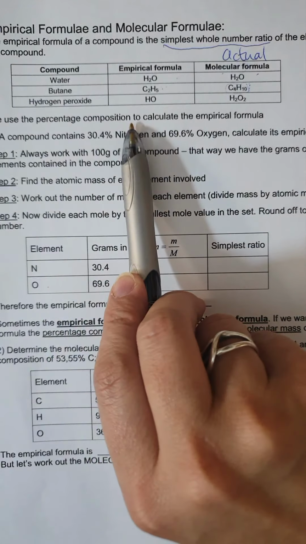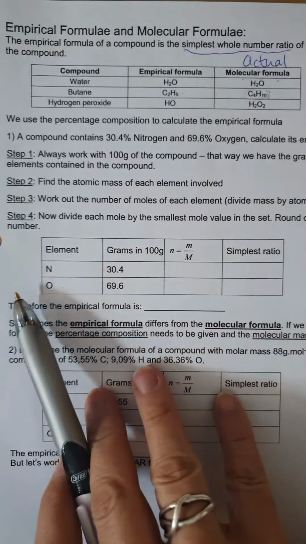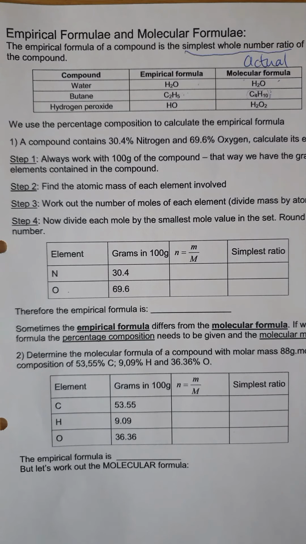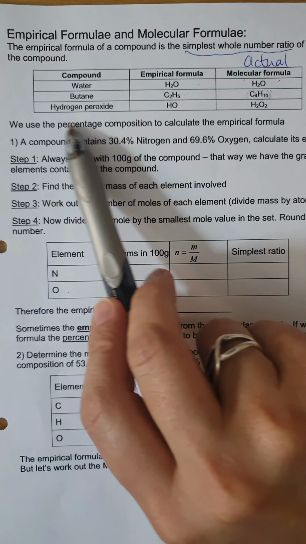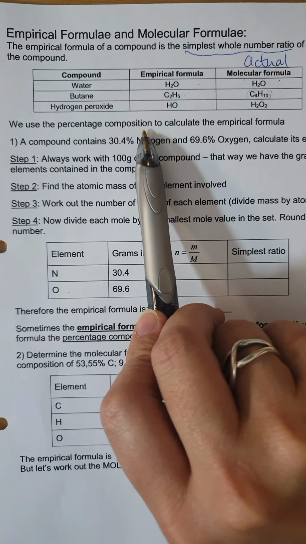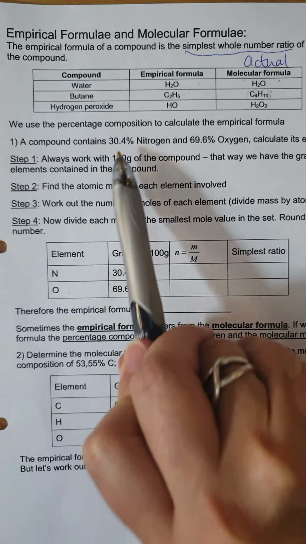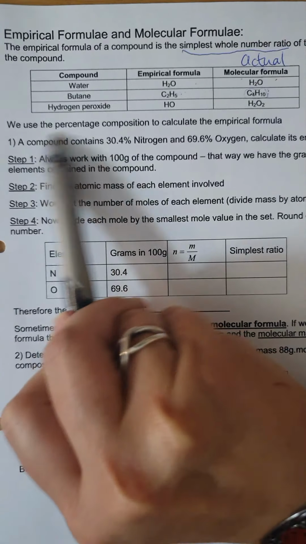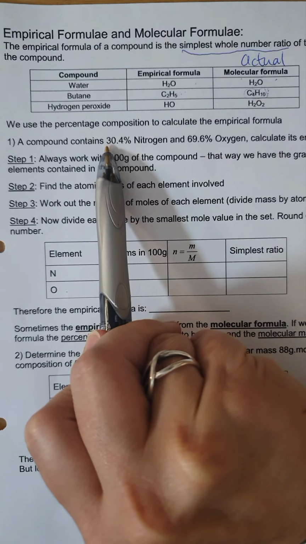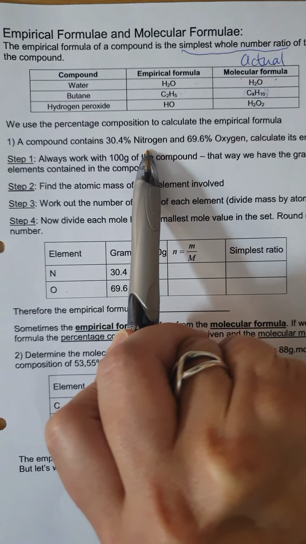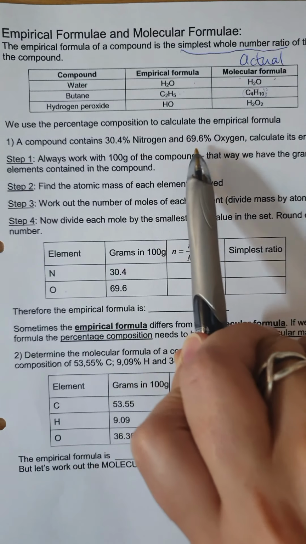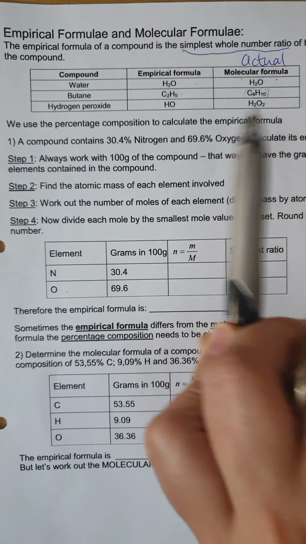Now, percentage composition is done on weight. Oh my gosh, I'm going to wash my mouth out with soap. It is done with mass, okay? And I'm going to teach you how to do percentage composition next. But for example, I'm saying here, there's a compound, and this compound contains 30.4% nitrogen in terms of its mass, okay, and 69.6% oxygen.